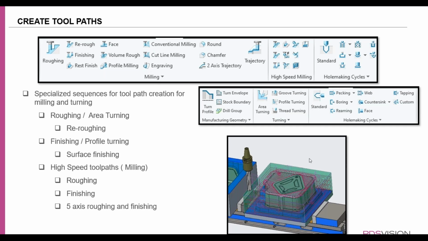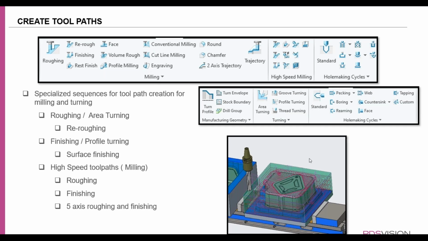So each section, the milling and the turning, has its own dashboard that you can use. You can see the one at the top, that's our milling dashboard. The one in the middle is our turning dashboard. So you can see your roughing, re-roughing, face milling, all the drilling cycles are there. And then also the high-speed milling, which is a separate license for the high-speed stuff that you can use.